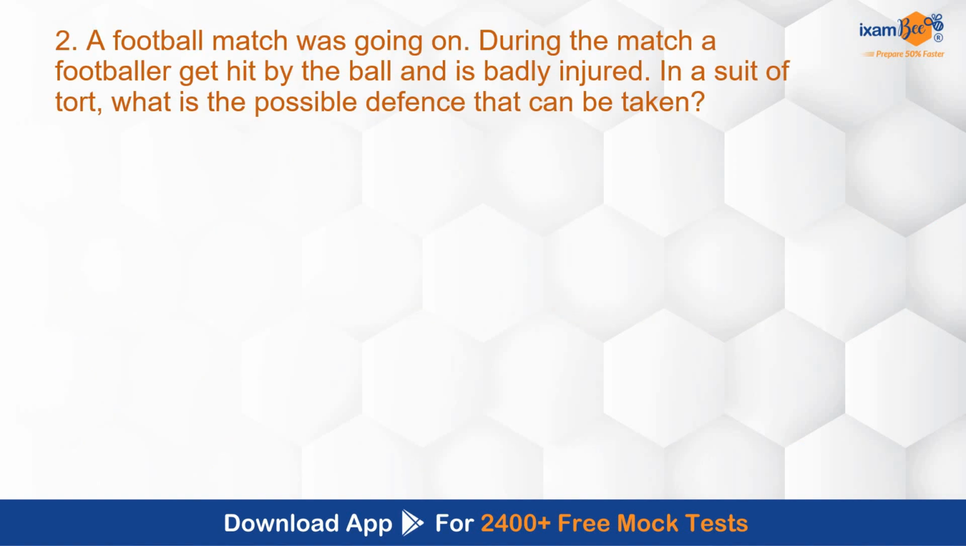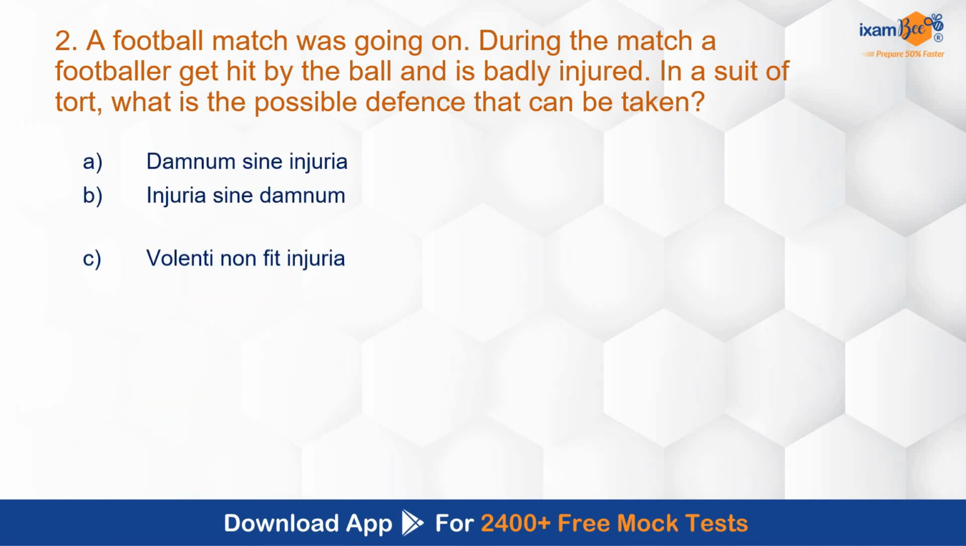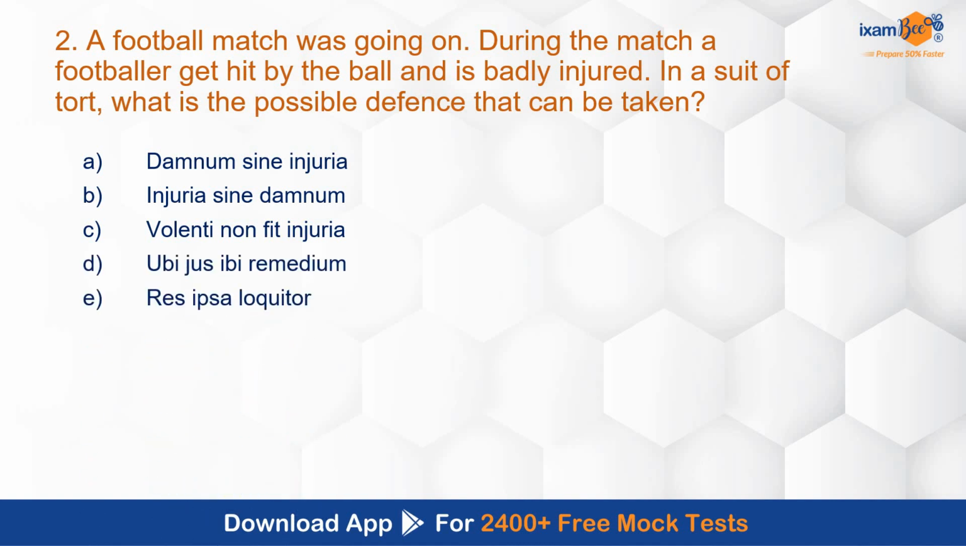Question number 2. A football match was going on. During the match, a footballer gets hit by the ball and is badly injured. In a suit of tort, what is the possible defense that can be taken? Damnum sine injuria, injuria sine damnum, volenti non fit injuria, ubi jus ibi remedium, res ipsa loquitur. The correct answer here is C, volenti non fit injuria.